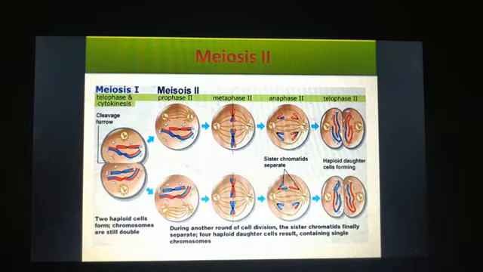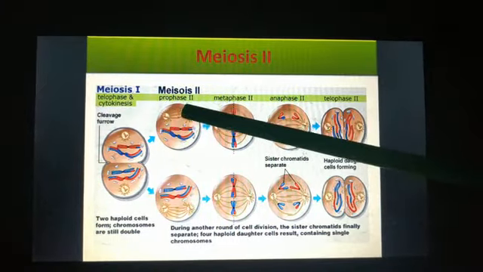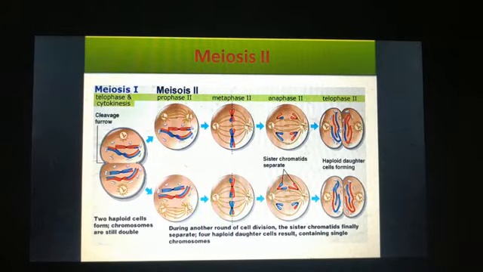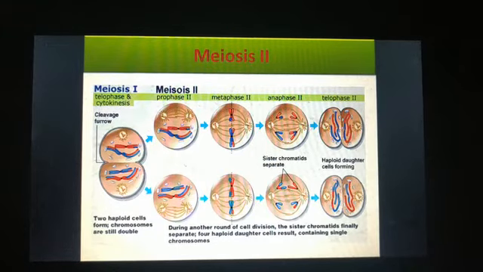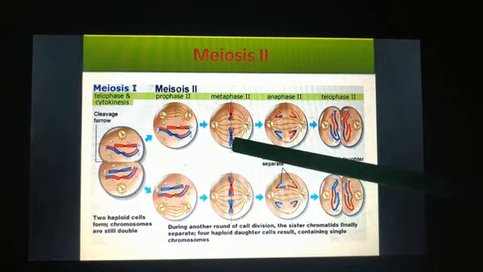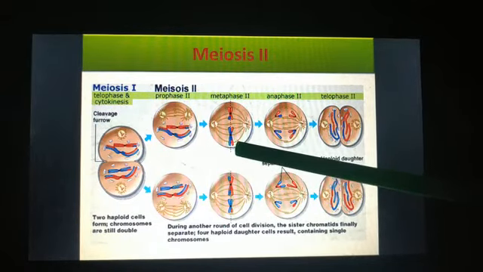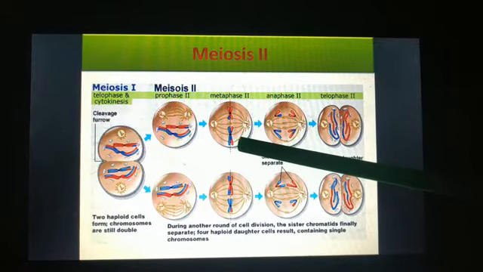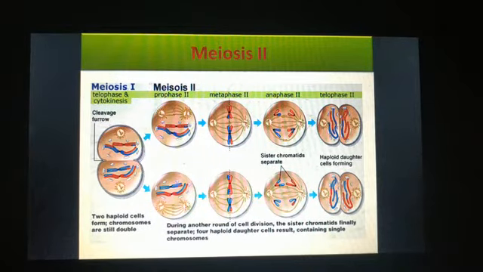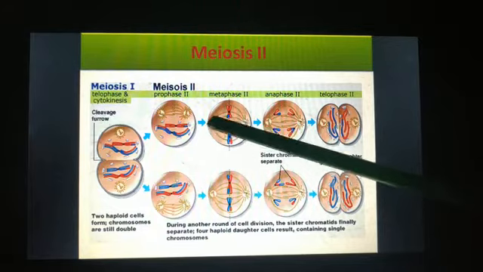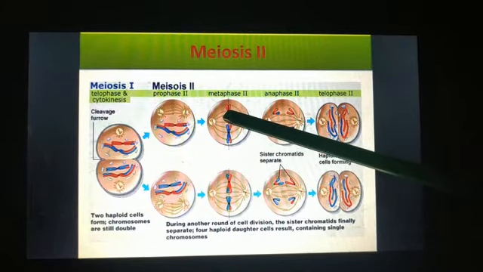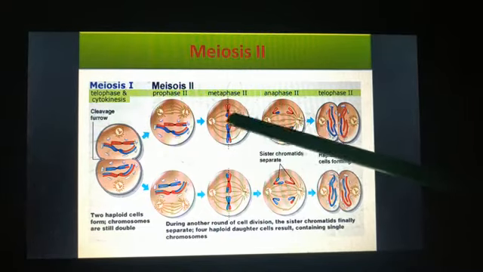Next, after prophase 2, the cell will enter into metaphase 2. In metaphase 2, the chromosomes will arrange themselves in the equatorial plate, where the spindle fibers attach to the chromosomes at the kinetochore, and they align themselves in the equatorial plate.